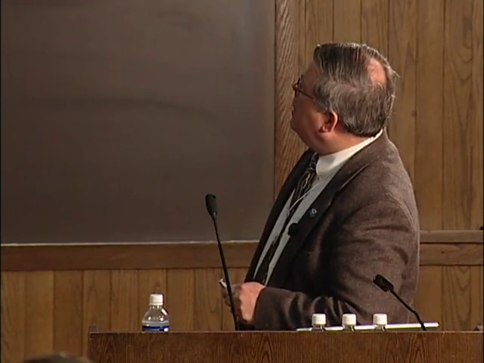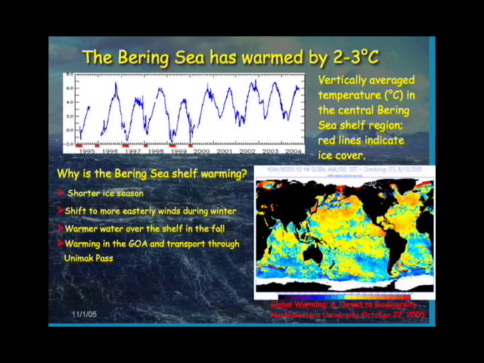Now, our group in Seattle have been working in the Bering Sea for a number of years, and they have been putting out moorings in the Bering Sea and studying the changes in the surface temperature and the distribution of ice in that region. And what we have seen is very, very dramatic changes in temperature in the Bering Sea, as much as 2 to 3 degrees over the last several years.